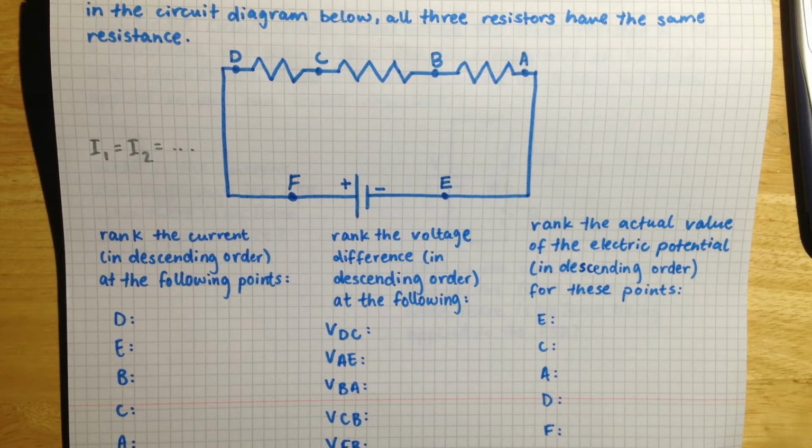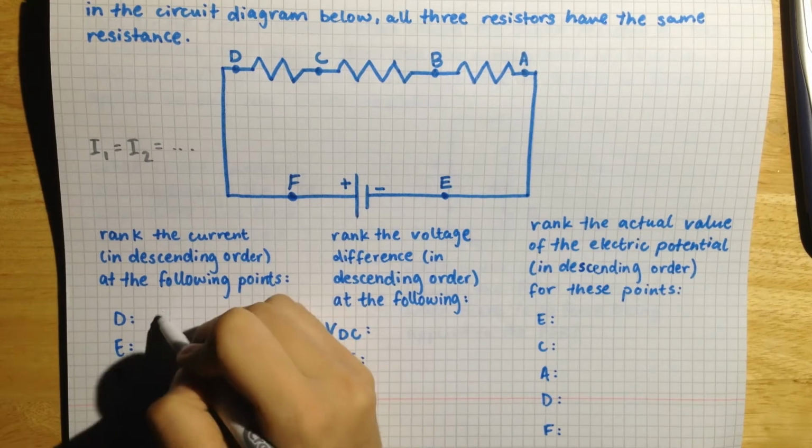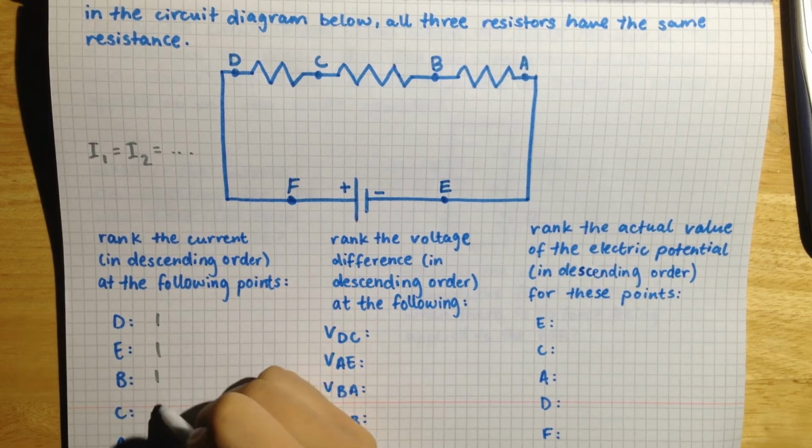So all of these points that they have given us, each point is going to have the same current. The same current is going to be running through the entire circuit. So if we want to rank this in descending order, it's just going to be 1 for all of them.